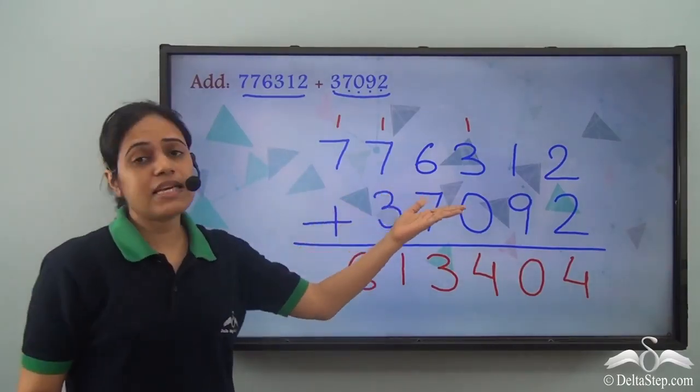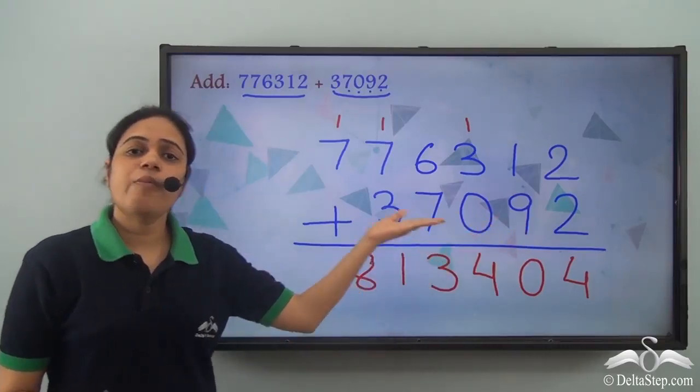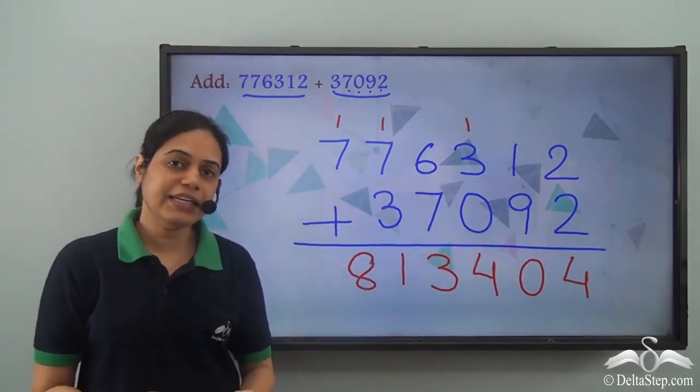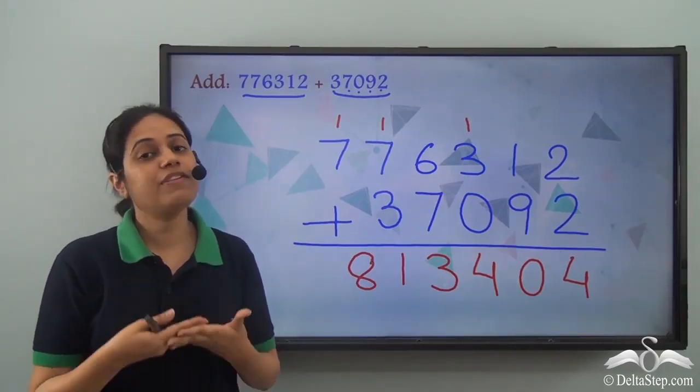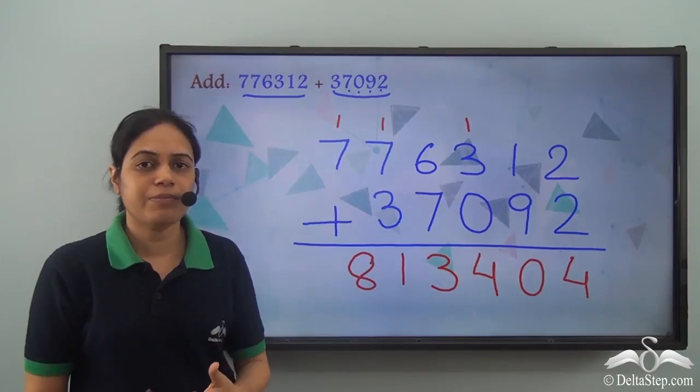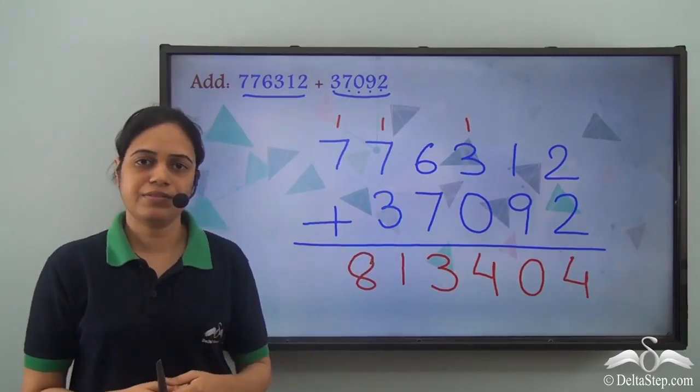Not just 6 and 5-digit numbers. No matter how many digits there are, you can add any two numbers or even more than two numbers. You can add 3, 4, any number of numbers using this method.